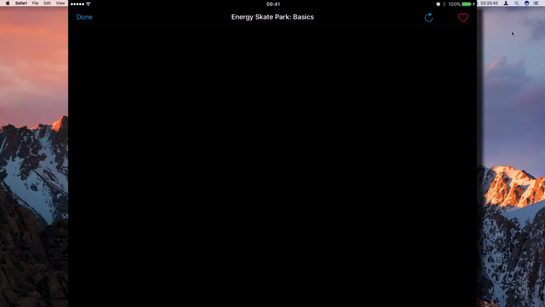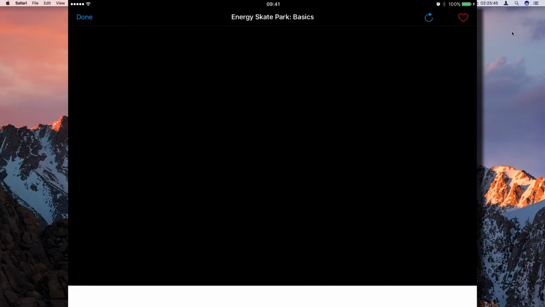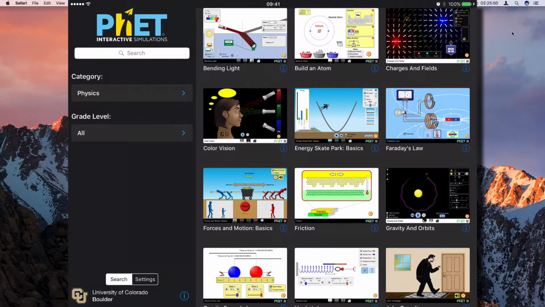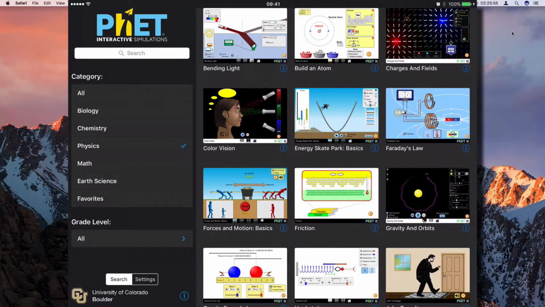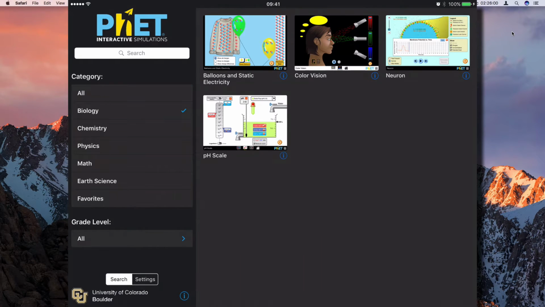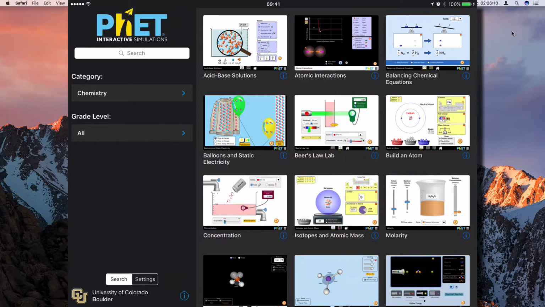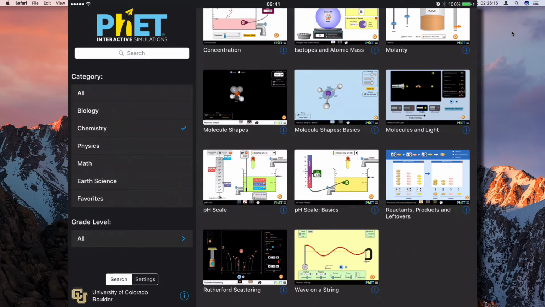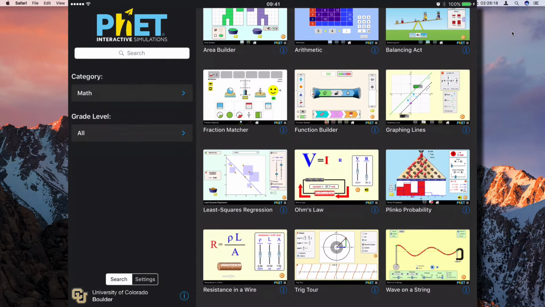There we go. Right, let's try this one. This one says skate park, but it's blank, so we're gonna forget it. Okay, right, so I think that's it. I mean, you've got the physics, but you've also got the biology, although that one, balloons and static, is hardly any biology there. Okay, maybe pH scale, color vision, and the neurons. Then you've got chemistry, which is all this. Then you've got the physics. I've shown you a bit of math.